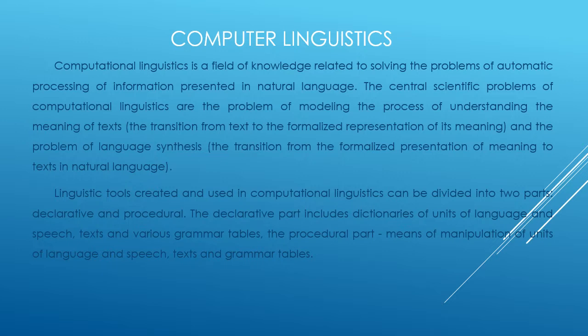Linguistic tools created and used in computational linguistics can be divided into two parts, declarative and procedural. The declarative part includes dictionaries of units of language and speech, text, and various grammar tables. The procedural part is a means of manipulation of units of language and speech, text, and grammar tables.